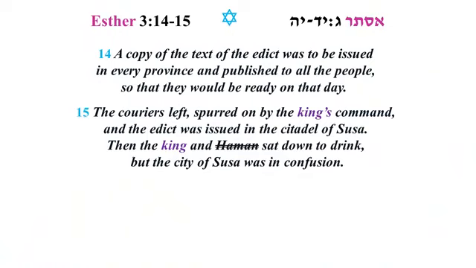Verse 14, a copy of the edict to be issued as law in every province was published to all the peoples so that they should be ready for this day. The couriers went out impelled by the king's command while the decree was issued at the citadel in Susa, and while the king and Haman sat down to drink, the city of Susa was in confusion.